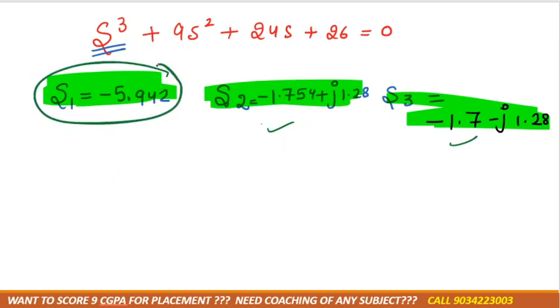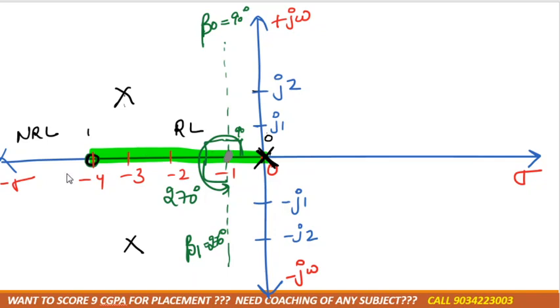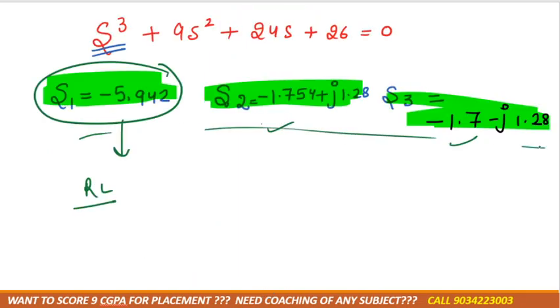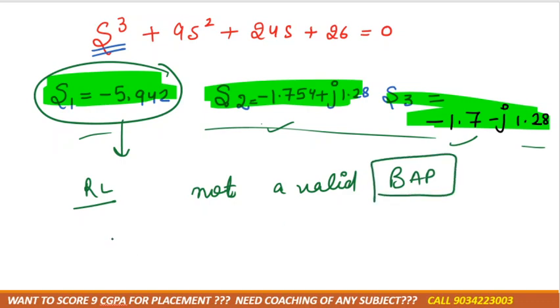Let's see if this lies on the real locus or not. That is minus 5.9. So as you can see, minus 5.9 lies under real locus or no real locus? Tell me. No real locus. That means all the 3 points are not valid breakaway points. So we'll write it like this: not a valid breakaway point. Okay, understood?